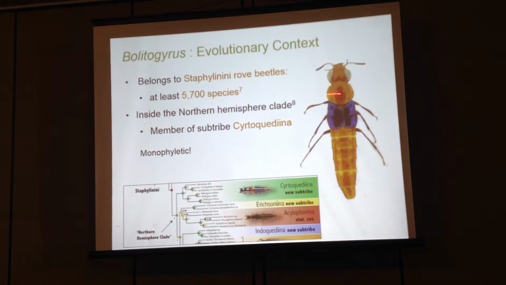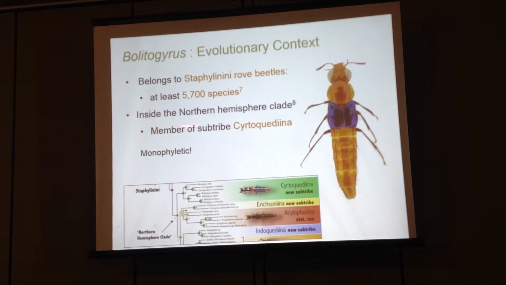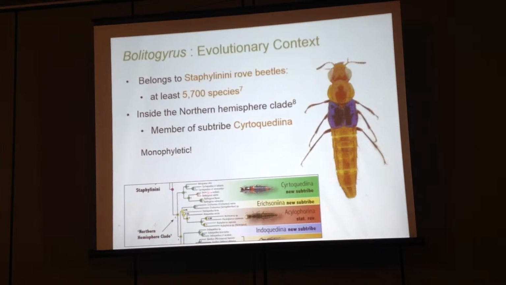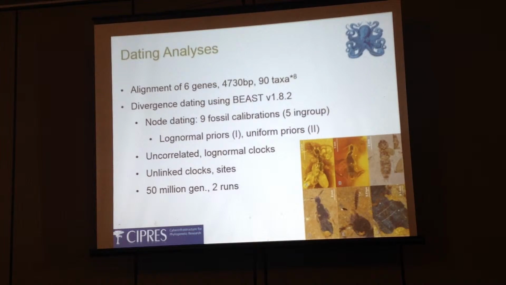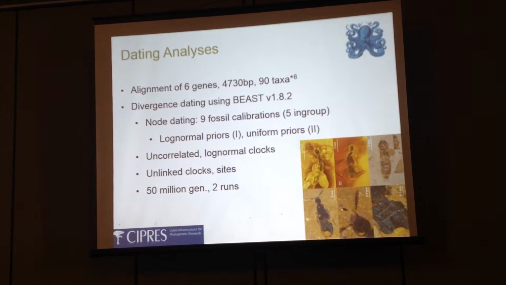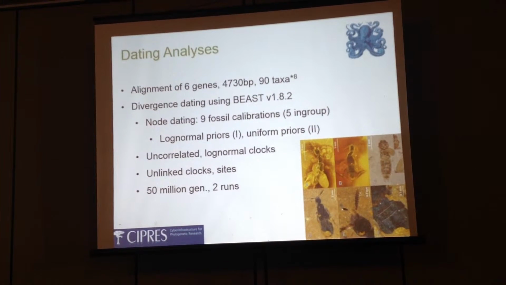Bolitogyrus was placed in this phylogeny inside the northern hemisphere clade of Staphylinini. We had to describe a new subtribe for the Bolitogyrus and its relatives. And yes, Bolitogyrus is a monophyletic genus. So the assumption that this is a boreotropical relict was stronger after this phylogenetic work.